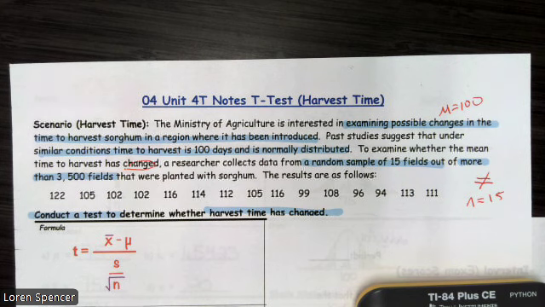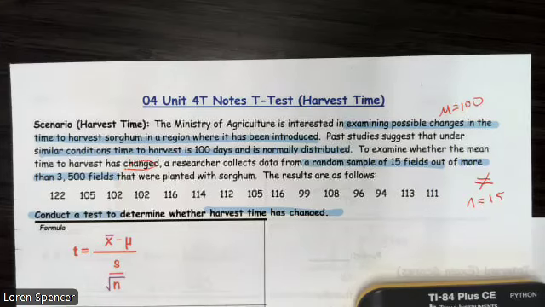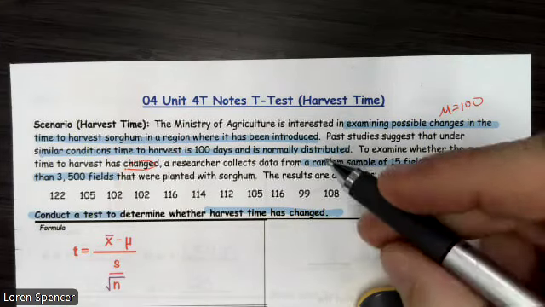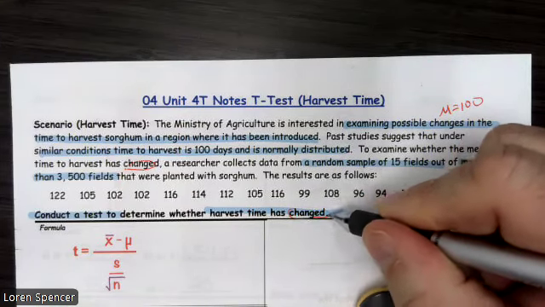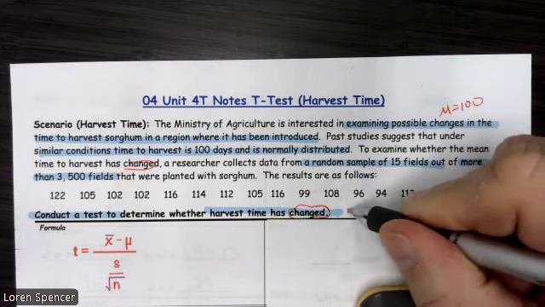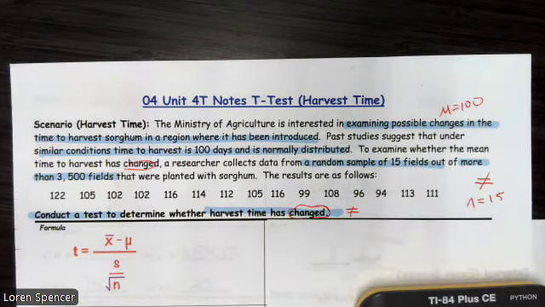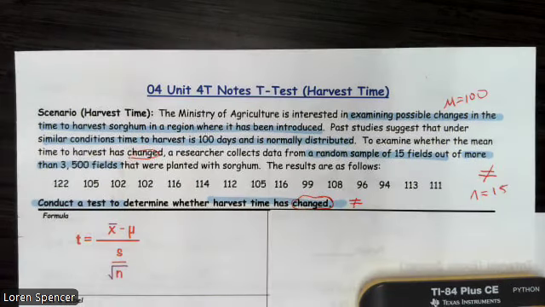Okay, so here we go. We have this list and conduct a test to determine whether harvest time has changed. And once again, there's that word change. So that tells me we're working with a t-test. With that being the case, we're going to need our formula, which is t equals x bar minus mu, divided by s over the square root of n.